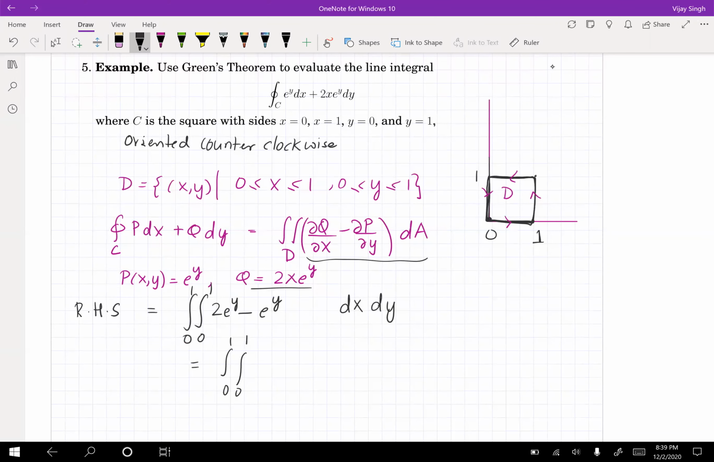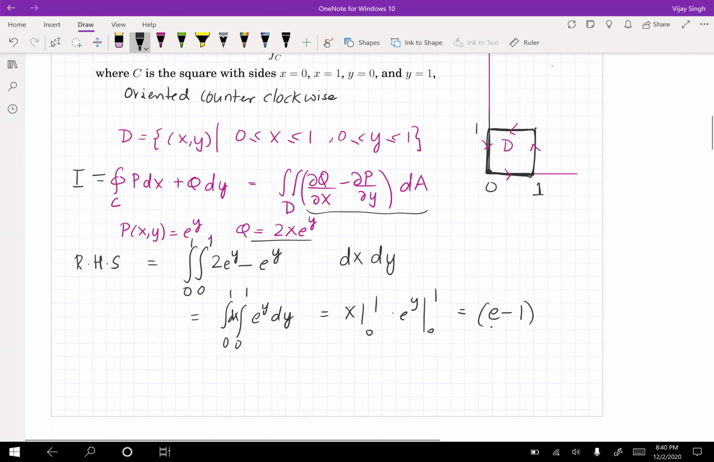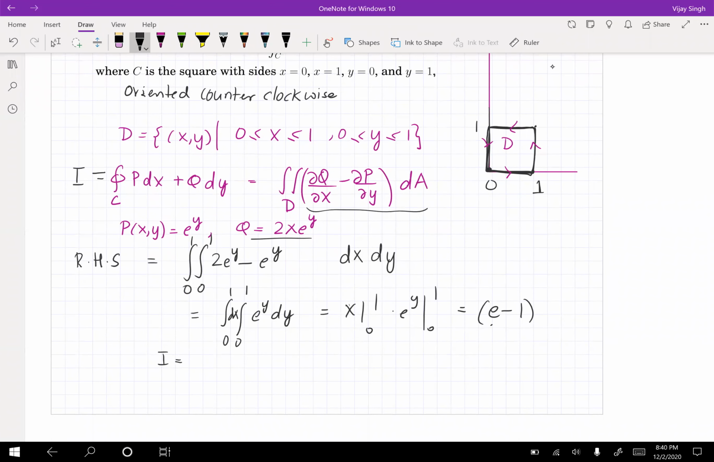So we can separate them: dx, e to the y dy. This is going to be x from 0 to 1, e to the y from 0 to 1, which is going to be e minus 1. So our integral I turns out to be an easy computation of e minus 1.